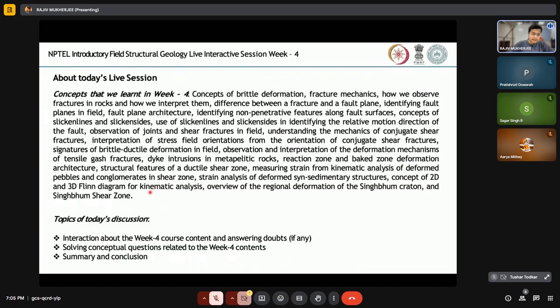So with all of this, today's topic of discussion will be mostly related to interaction about the week 4 course content and answering any doubts, and then solving some conceptual problems that I have curated over the last week to match with the content that we have seen in week 4, and finally summarizing and concluding these live sessions. Okay, so let us start.